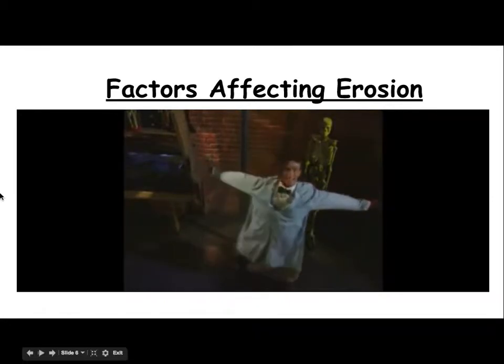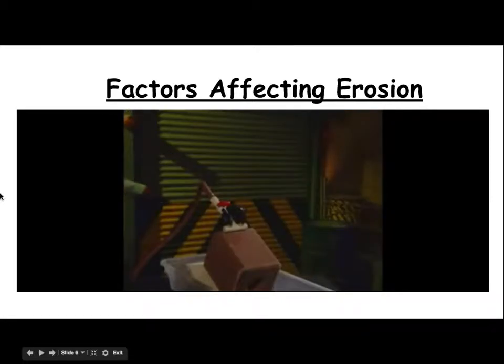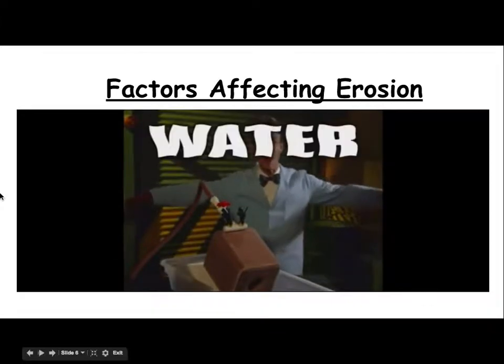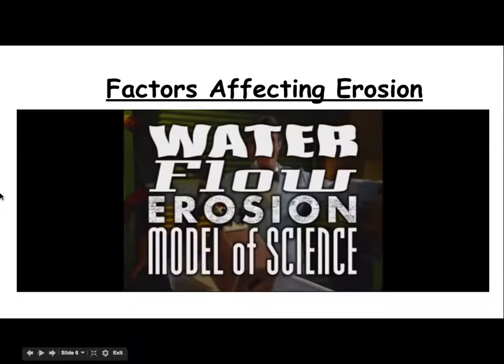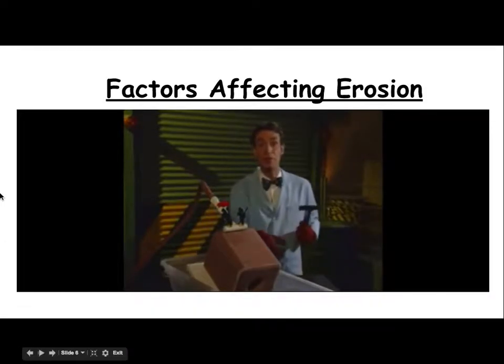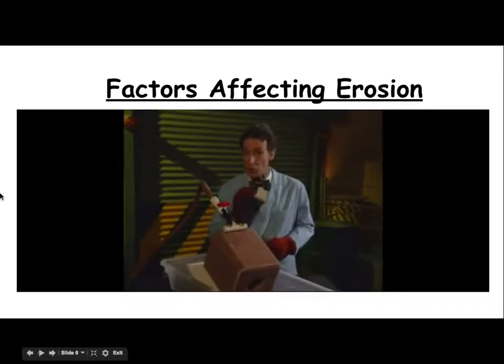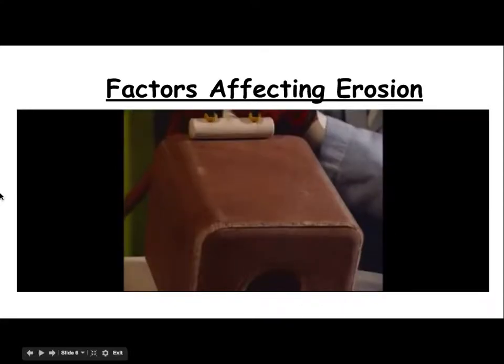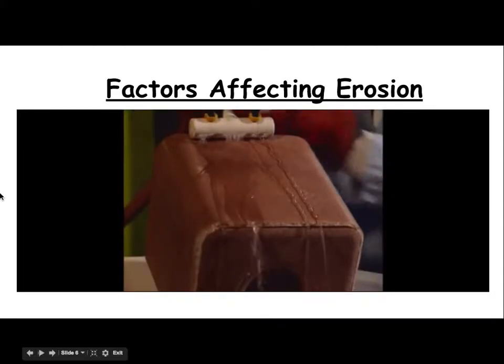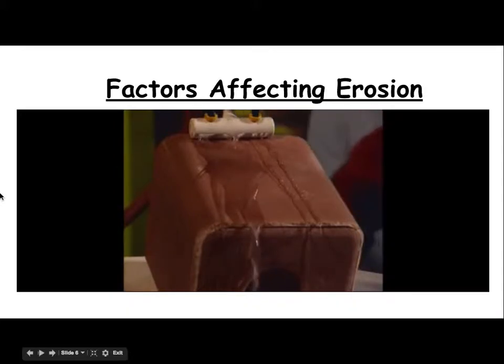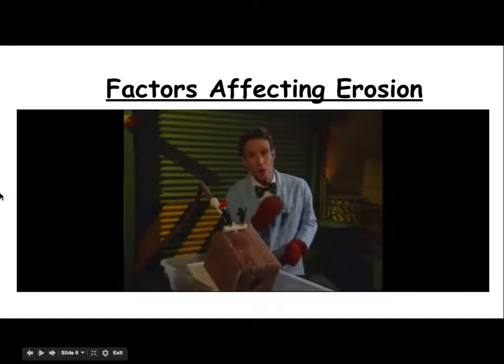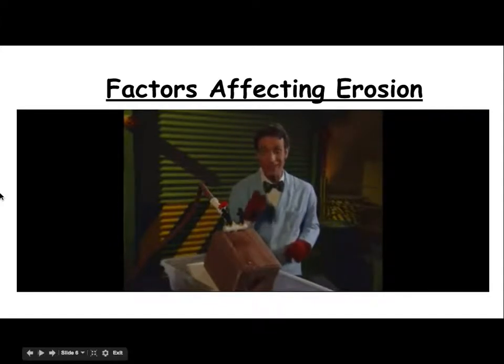Take a look at this. It's our water flow erosion model of science. It's a piece of mineral salt and a hose. Now watch what happens when a stream of water slowly flows over it. It's changing. The water is carrying some of the solid away. We say it's eroding. Now this takes time.